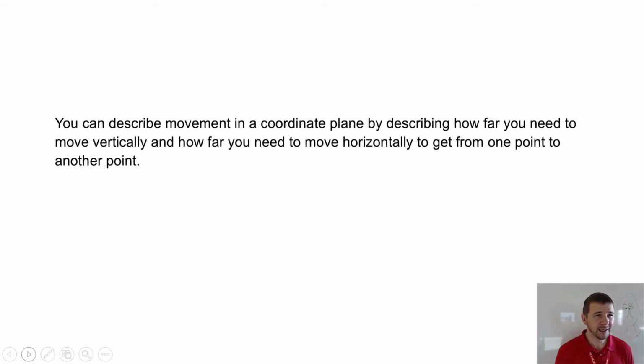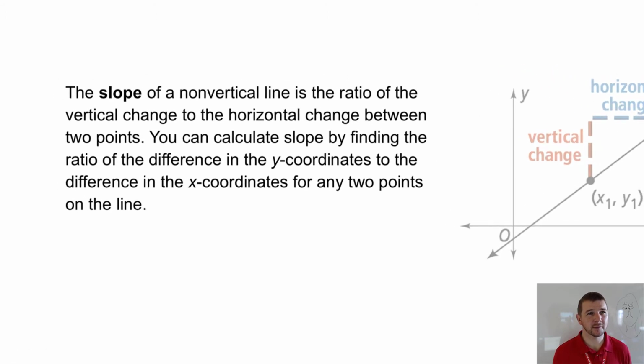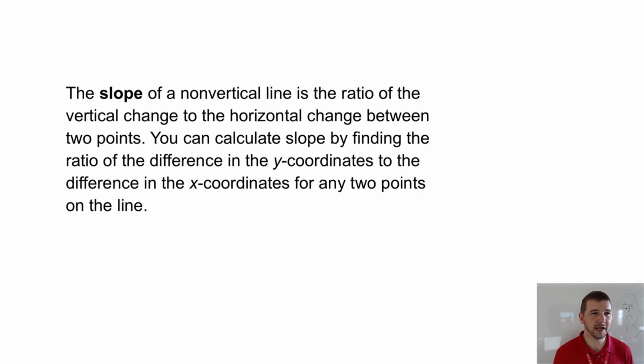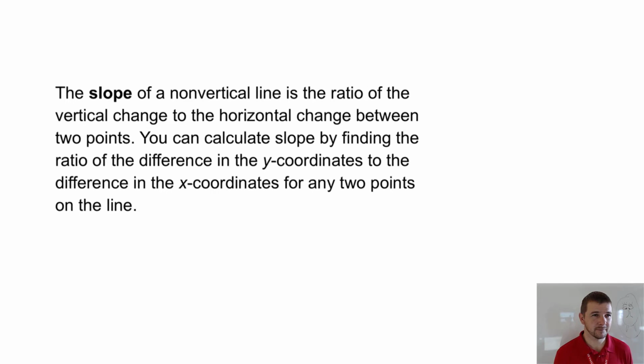You can describe movement in a coordinate plane by describing how far you need to move vertically and how far you need to move horizontally to get from one point to another point. The slope of a non-vertical line is the ratio of the vertical change to the horizontal change between 2 points. You can calculate slope by finding the ratio of the difference in the y-coordinates to the difference in the x-coordinates for any 2 points on the line.